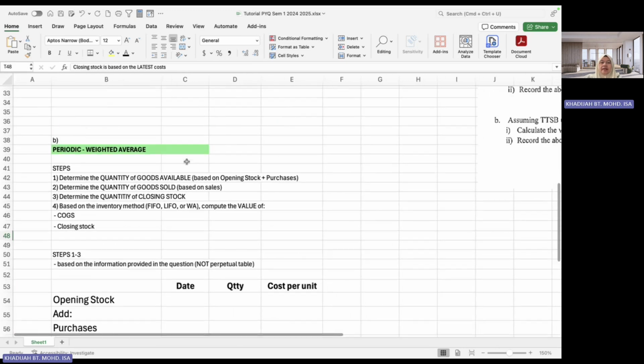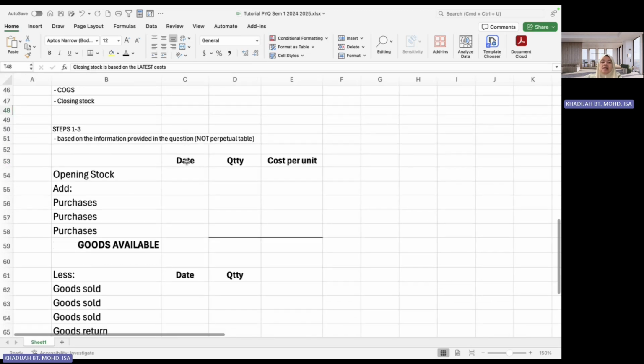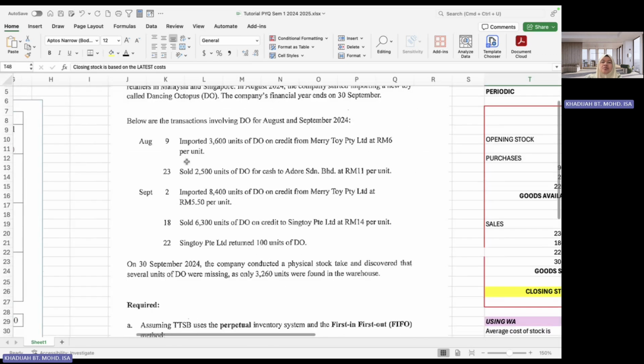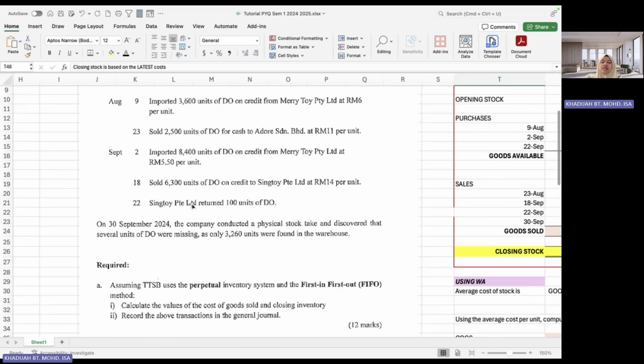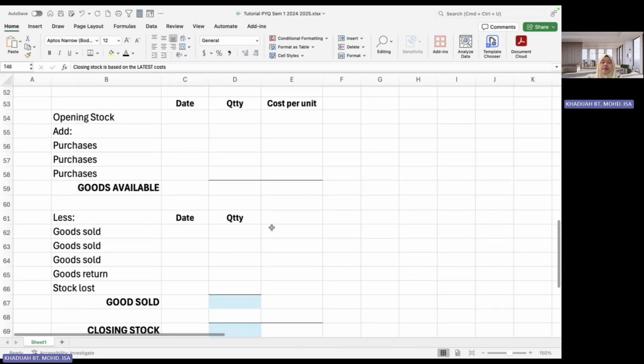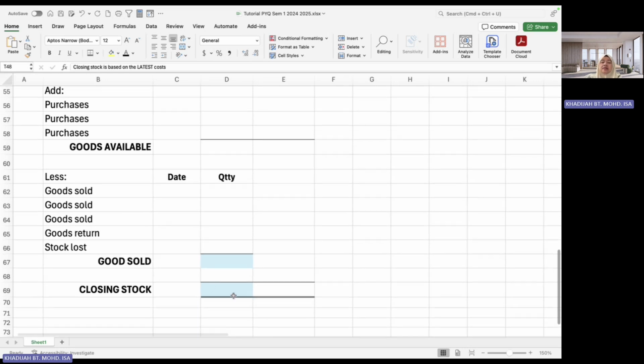Again, under periodic, first you have to determine the quantity of the goods available, the quantity of the goods sold, and then determine the quantity of your closing stock. So remember that in this question, there's a trick where you have that sales return and also there is a stock loss here, right? So that stock loss will be part of your goods sold. Yeah, so that we know how many units are left in the business.